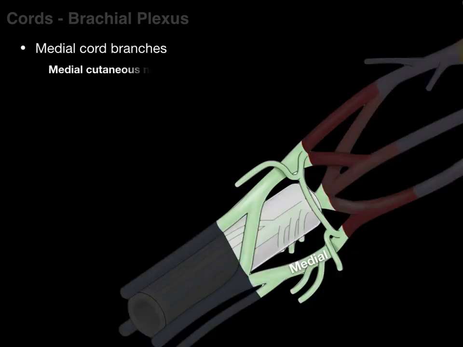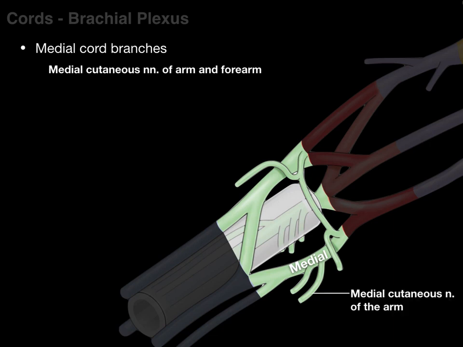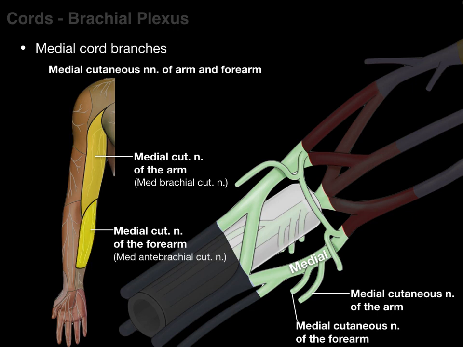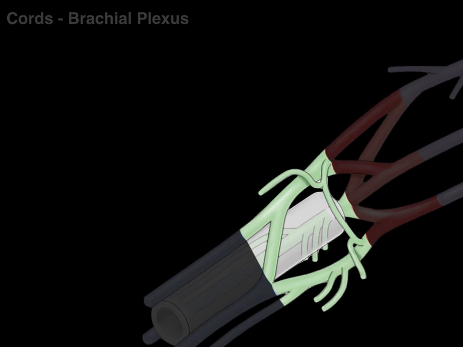Now, other medial cord branches include the medial cutaneous nerves of the arm and forearm: medial cutaneous nerve of the arm, medial cutaneous nerve of the forearm. So when we look at this picture, there's our branches of the medial cutaneous nerve of the arm, providing sensation to that region. It's also called the medial brachial cutaneous nerve. And then there's our medial cutaneous nerve of the forearm in that region, also called the medial antebrachial cutaneous nerve. All right, so the posterior cord and its branches.